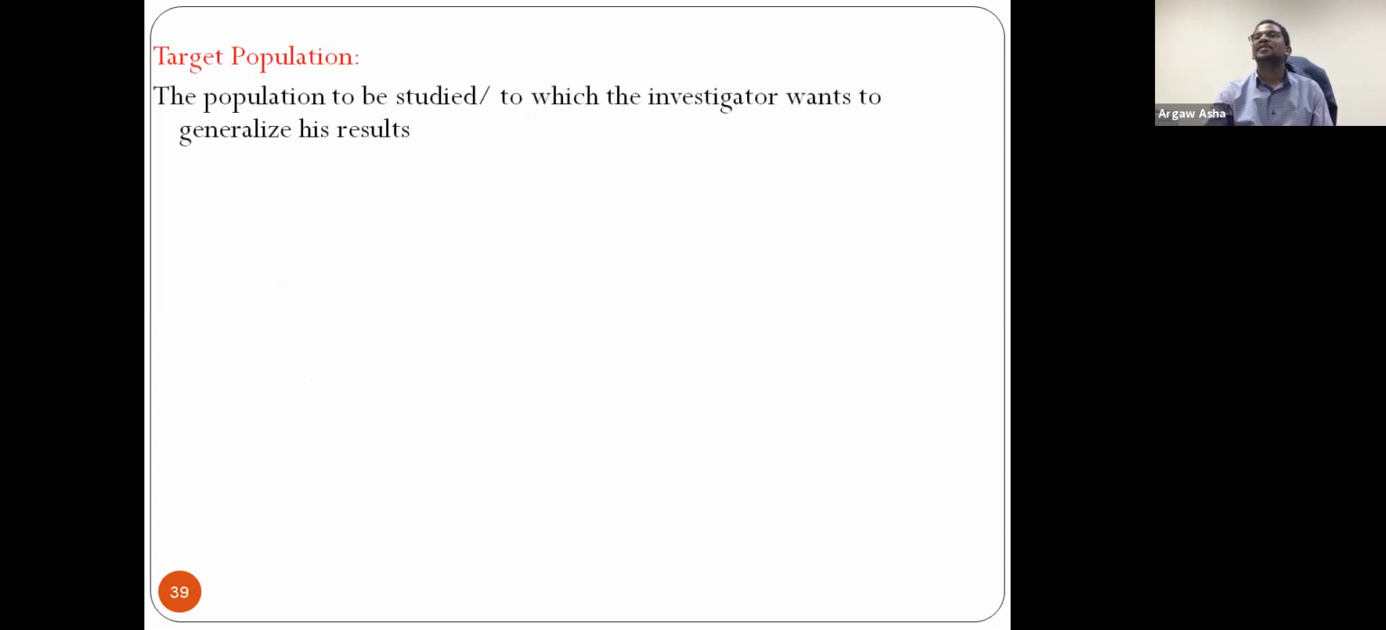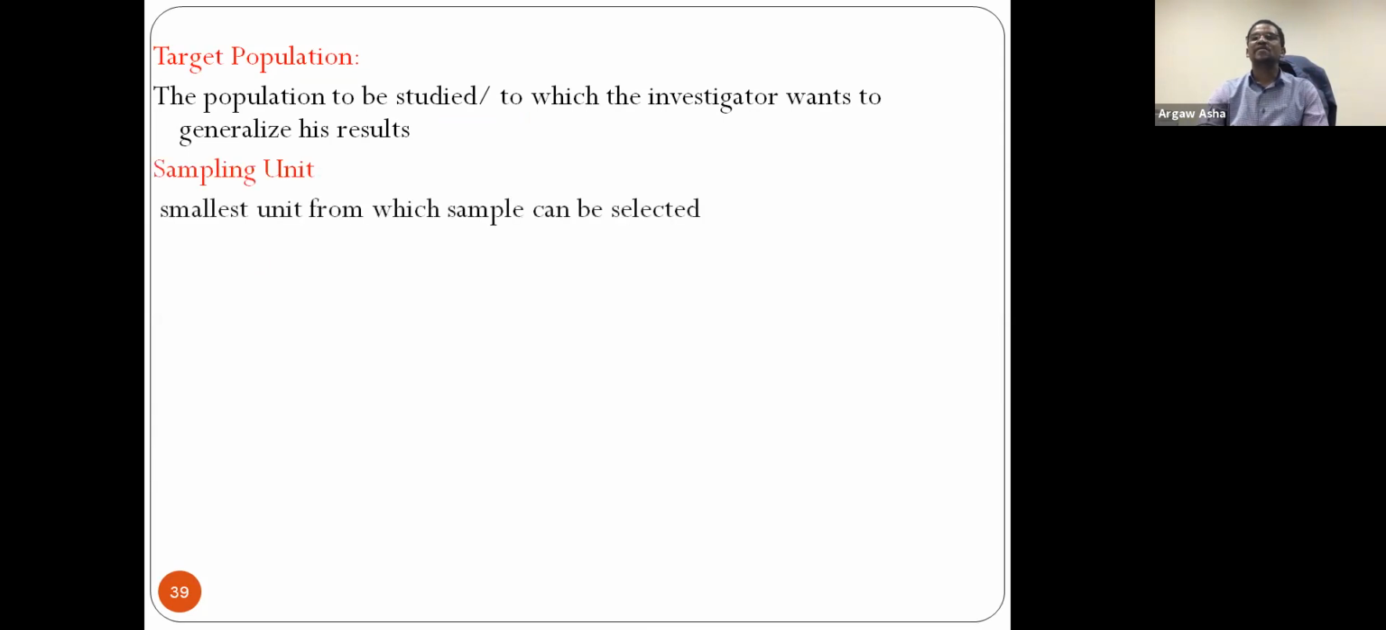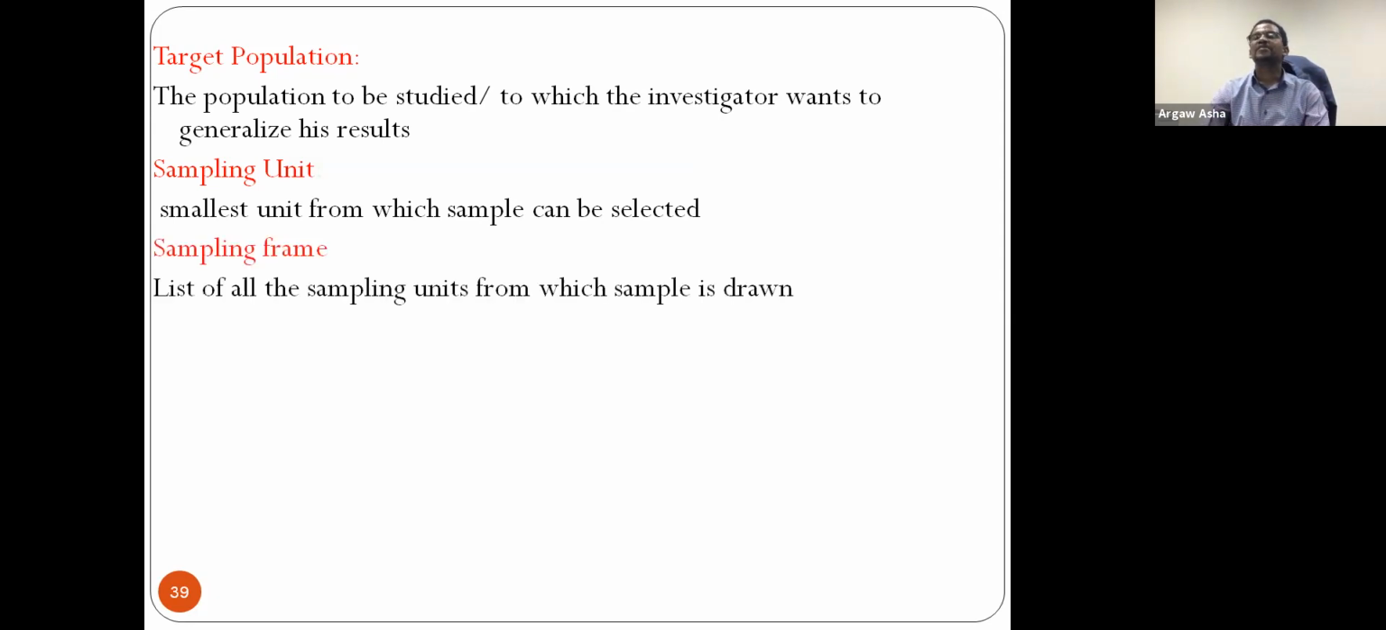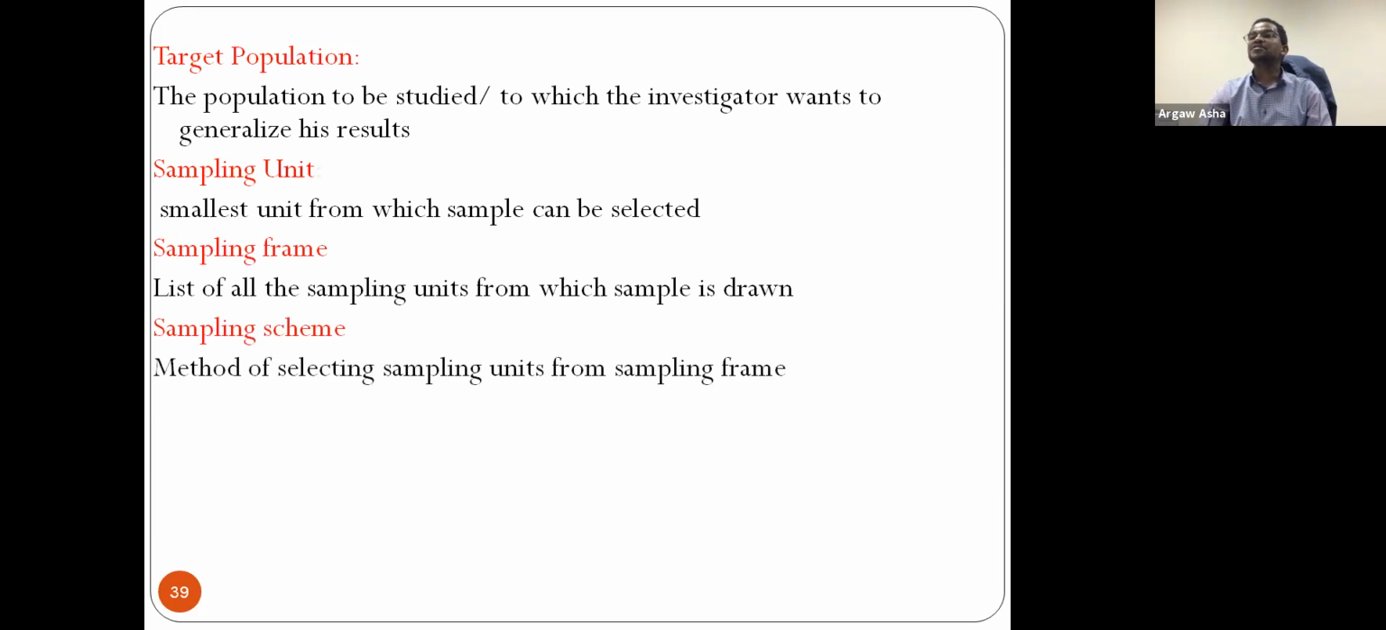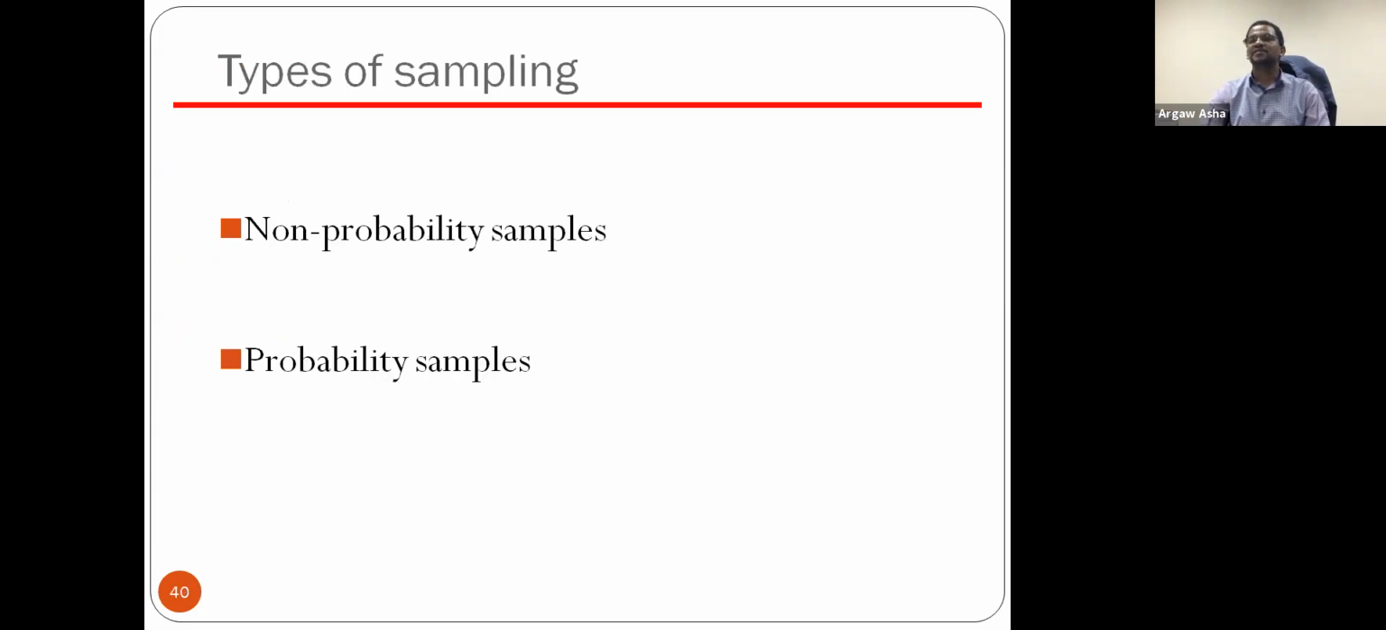Then what is a target population? That is the population to be studied, to which the investigator wants to generalize his results. Then we have a sampling unit, the smallest unit from the sample that can be selected. A sampling frame is a list of all sampling units from which the sample is drawn. Okay. A sampling scheme means a method of selecting sampling units from the sampling frame.